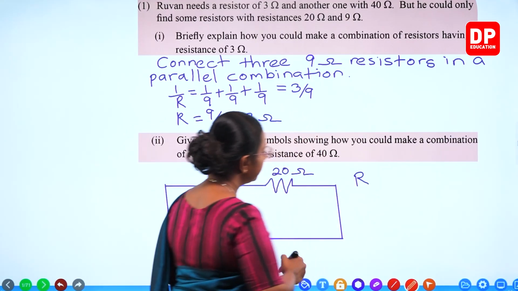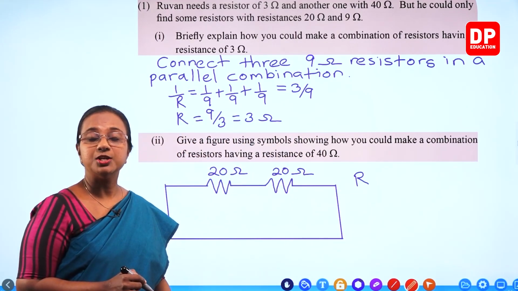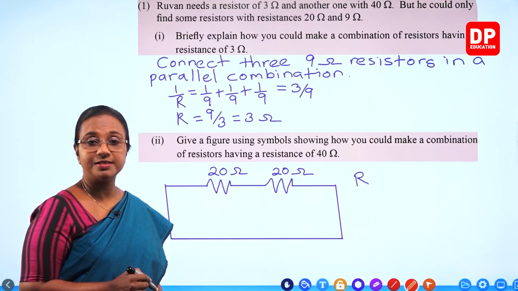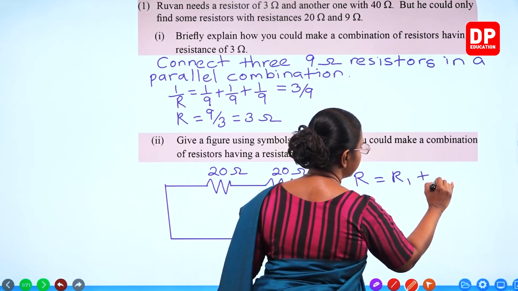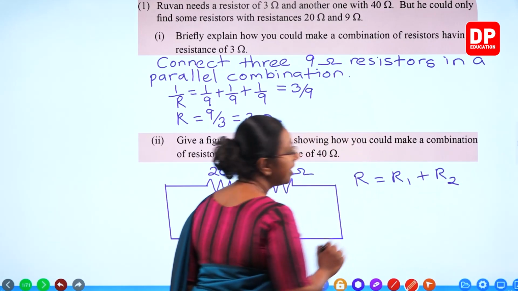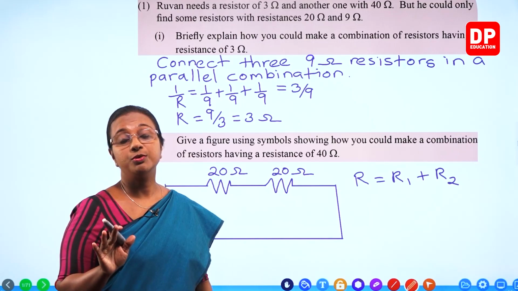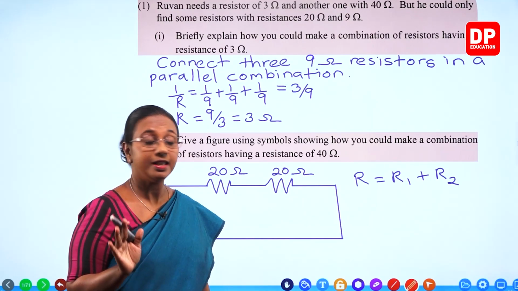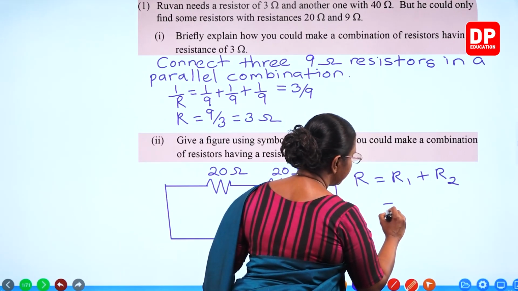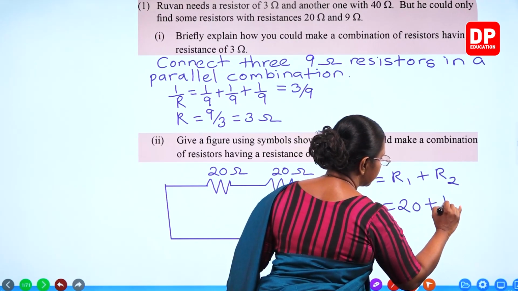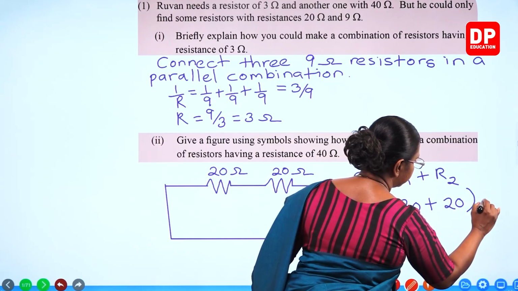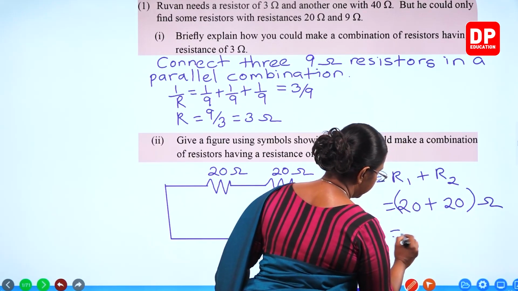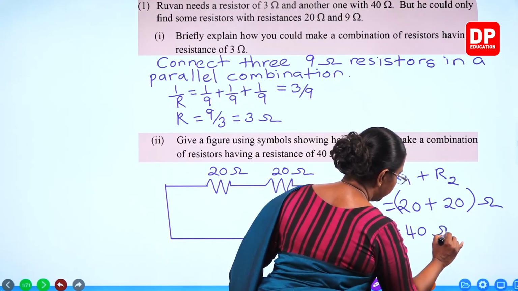Since this is a series connection, we can show the calculation for equivalent resistance. R is equal to R1 plus R2. Always write the equation before you do the calculation. That's very important. So R1 20 plus R2 20. That is equal to 40 ohms.